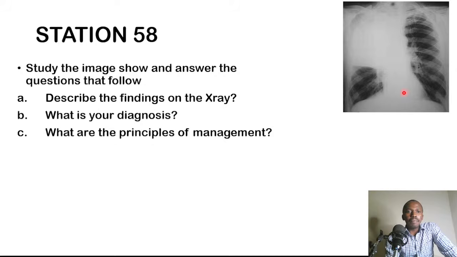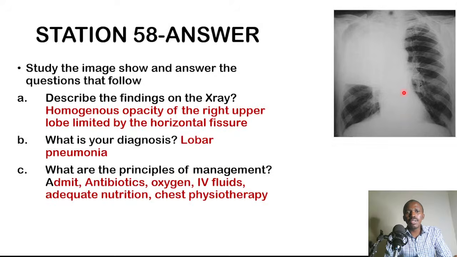Then study the image shown and answer the questions that follow. Describe the findings on the X-ray. What is your diagnosis? What are the principles of management? This is similar to the X-ray that I showed you a few slides ago. So this person has a homogeneous opacity of the right upper lobe limited by your horizontal fissure. This is also a right upper lobe pneumonia.